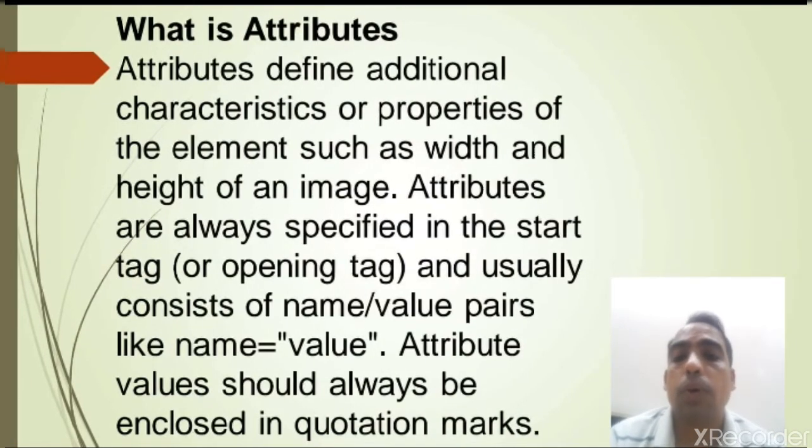Now I will explain what attributes are. Attributes define additional characteristics or properties of the element, such as width and height of an image. Attributes are always specified in the start tag and usually consist of name-value pairs, like name equals to, in double quotation marks, value. Attribute values should always be enclosed in quotation marks.